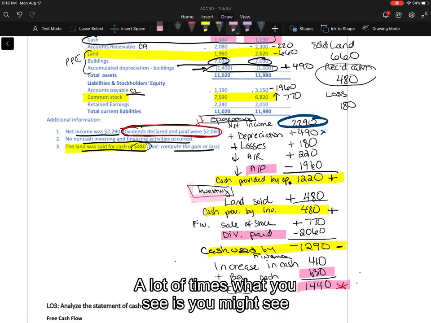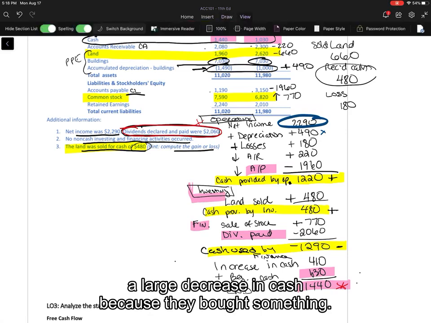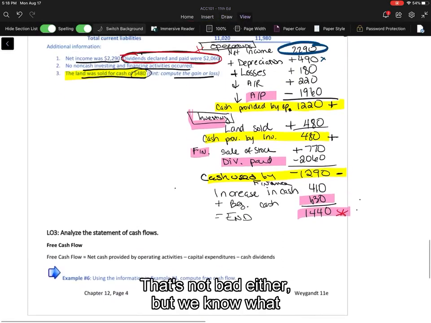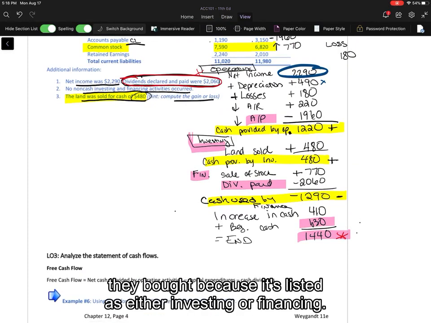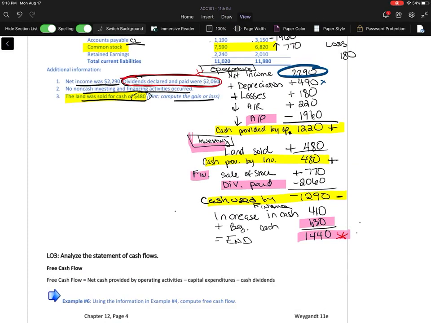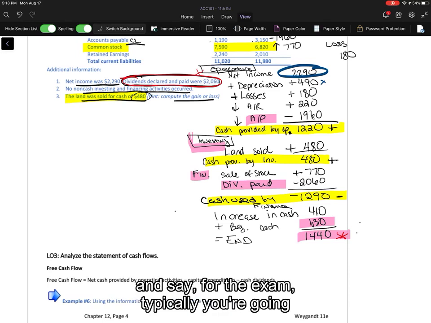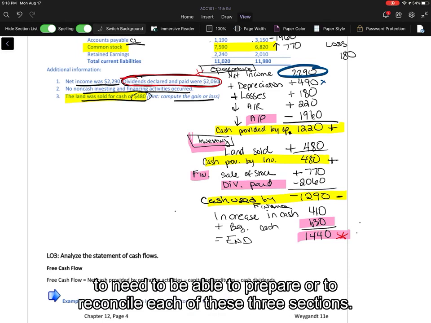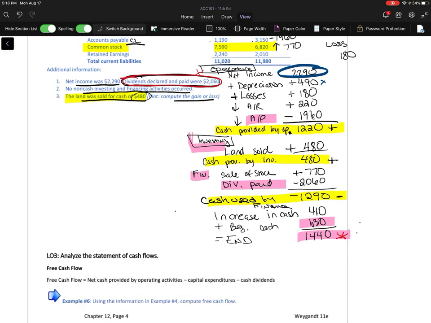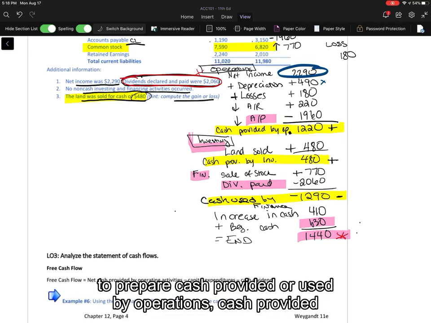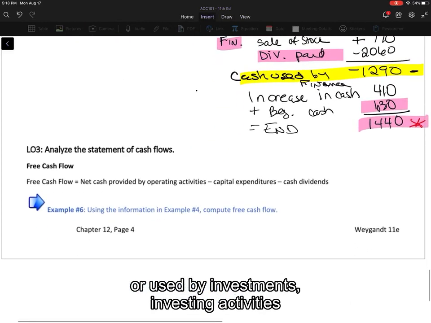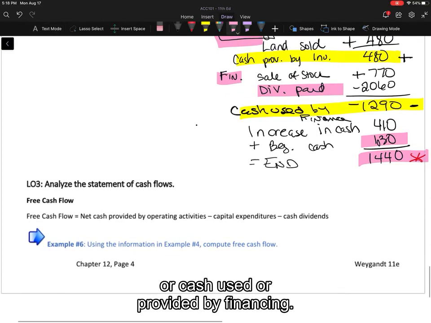A lot of times what you see is you might see a large decrease in cash because they bought something. That's not bad either, right? But we know what they bought because it's listed as either investing or financing. Okay, the last piece of this chapter, and I will bounce back and say, for the exam, typically you're going to need to be able to prepare or to reconcile each of these three sections, right? So you're going to need to be able to prepare cash provided or used by operations, cash provided or used by investing activities, or cash used or provided by financing.